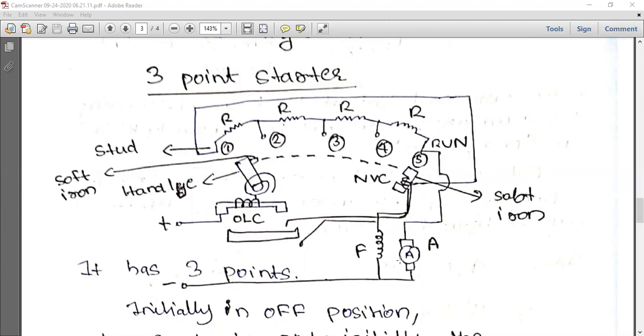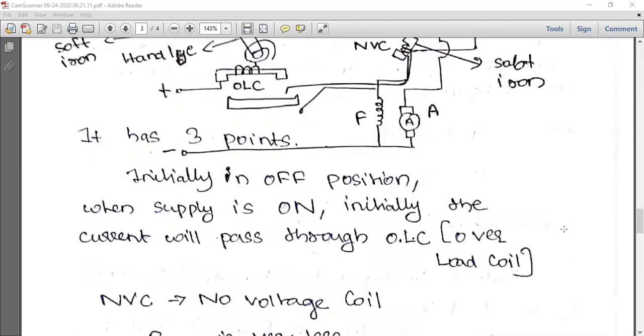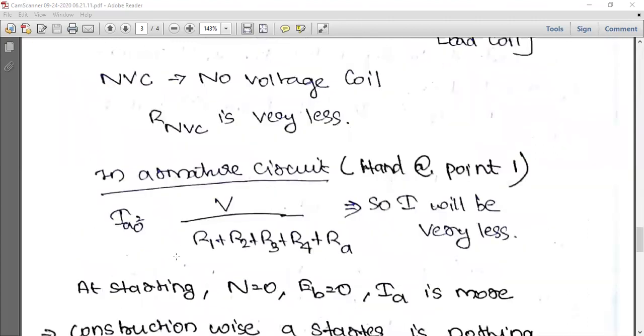So what will be the armature current? The armature current IA will be equal to the voltage divided by all these resistances: R1 plus R2 plus R3 plus R4 plus RA, the armature resistance also. At the time of starting, if we call all the resistances together R, it will be V by R plus RA. So that current will be very small.